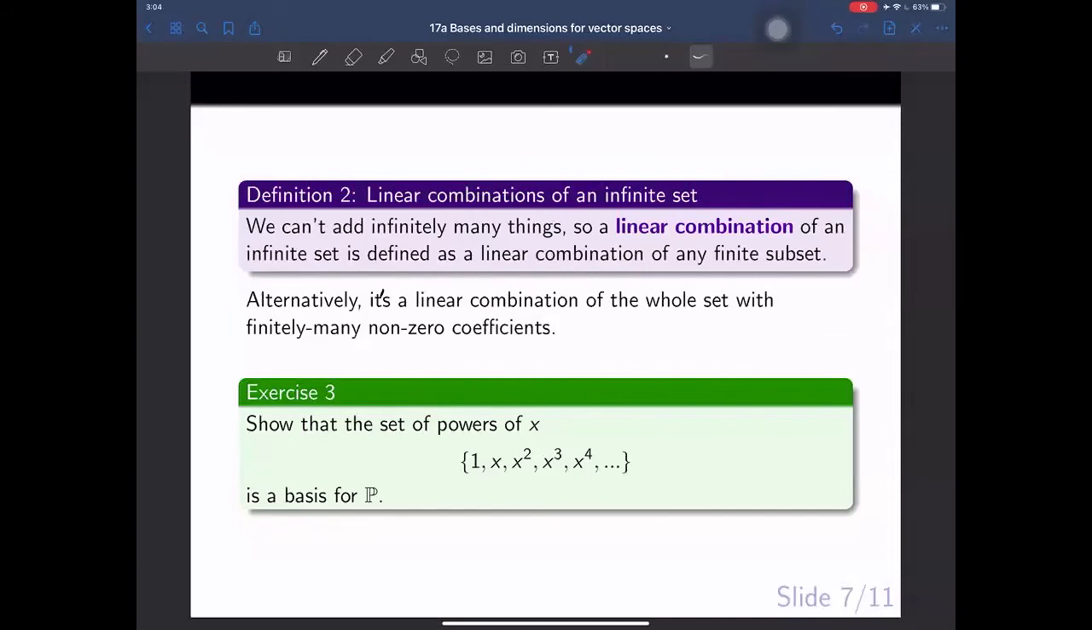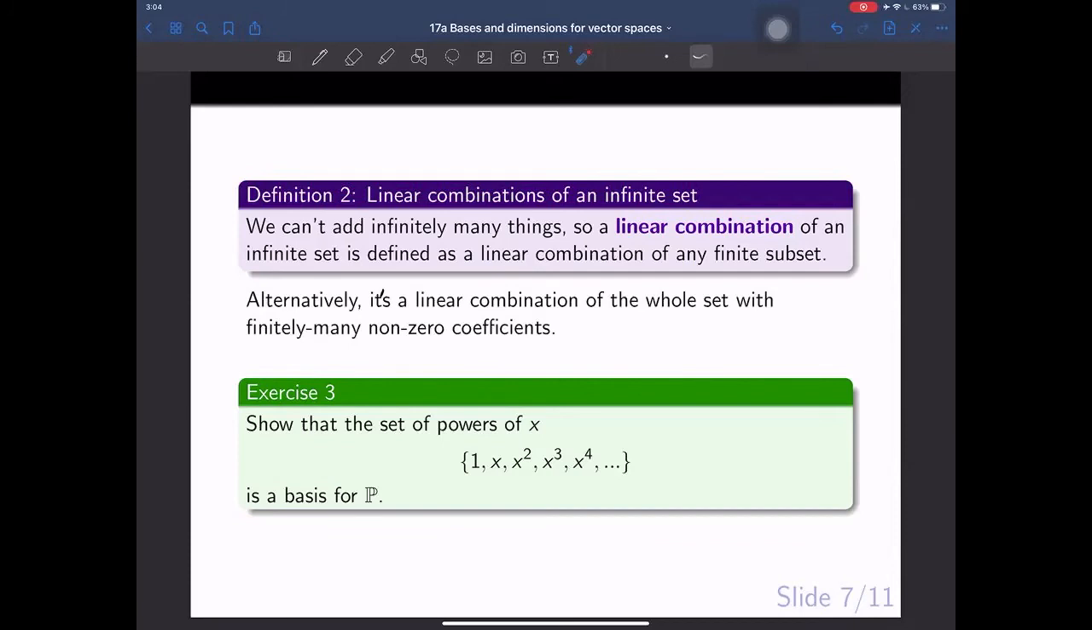So far, we have been talking about a linear combination of a finite set, but it makes sense to define a linear combination of an infinite set. We cannot add infinitely many things, but we can define a linear combination of an infinite set to be a linear combination of any finite subset of that set. Another way to say this is that it's a linear combination of the whole set, but with finitely many non-zero coefficients. All the other coefficients except finitely many of them would be 0.